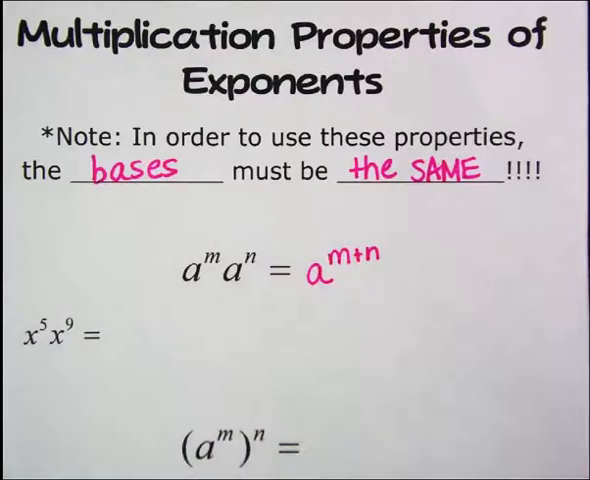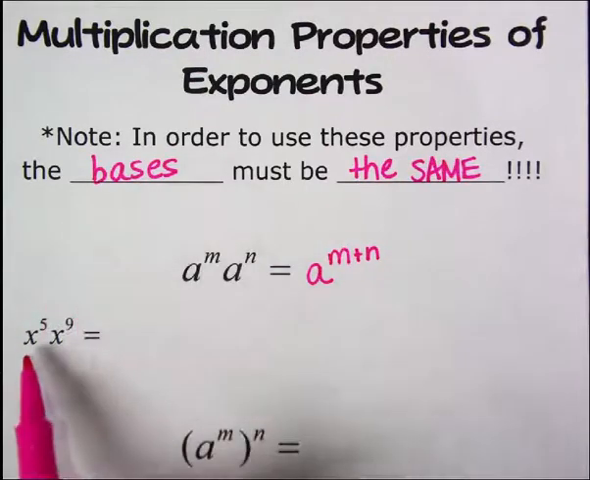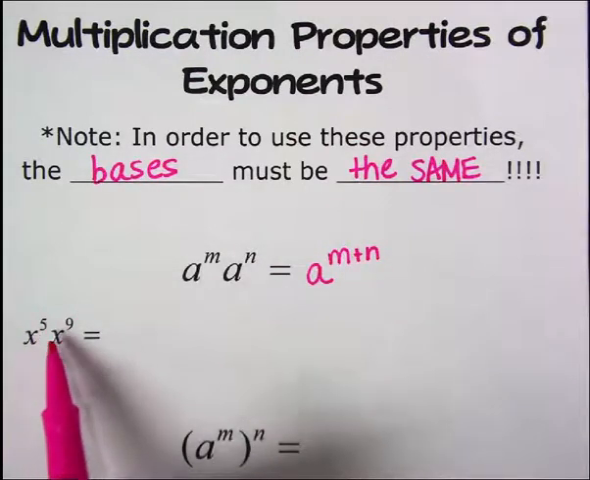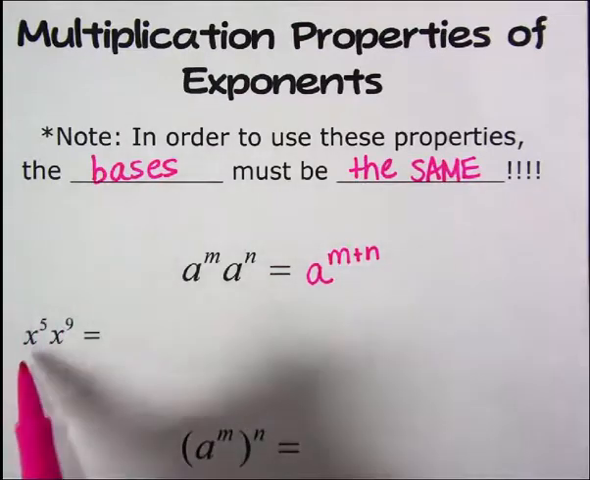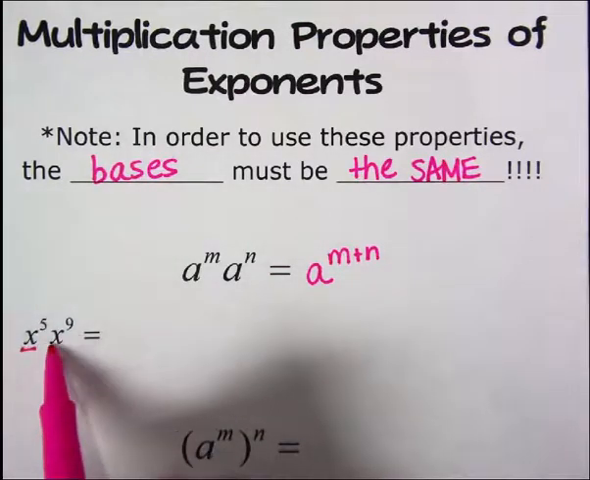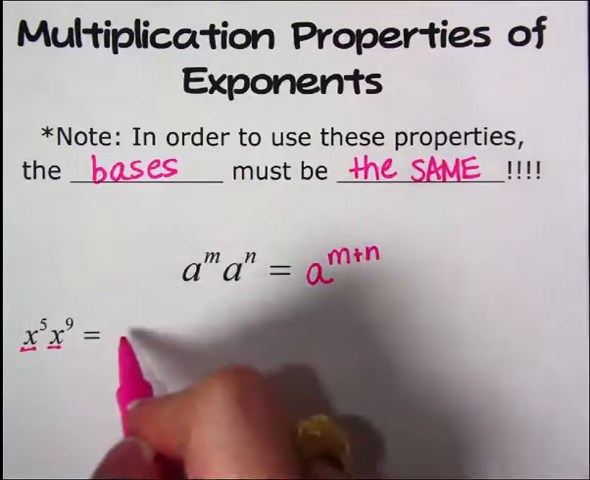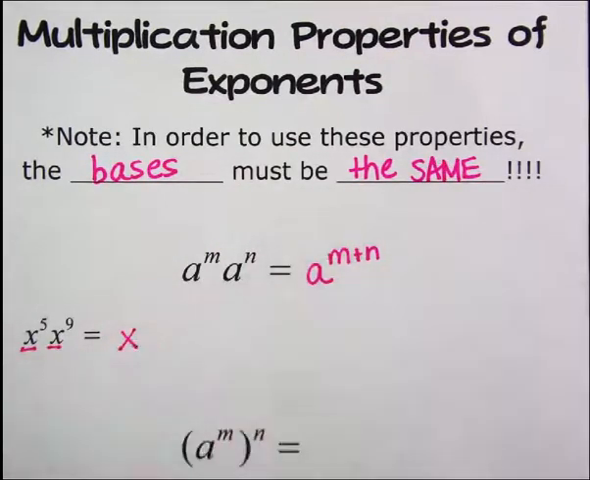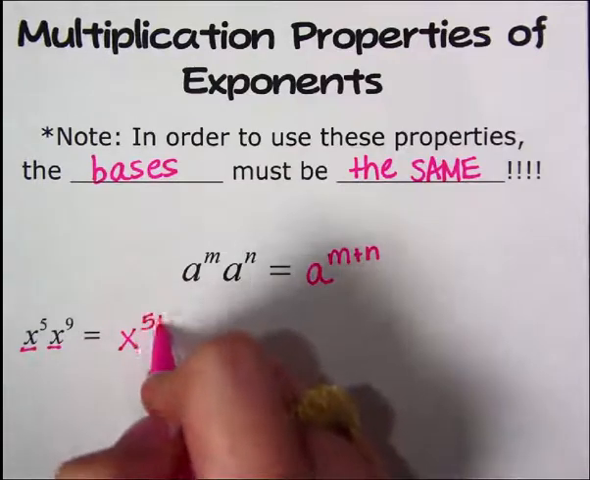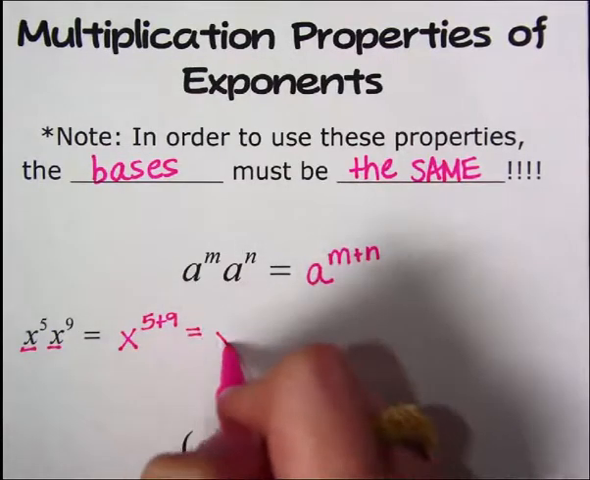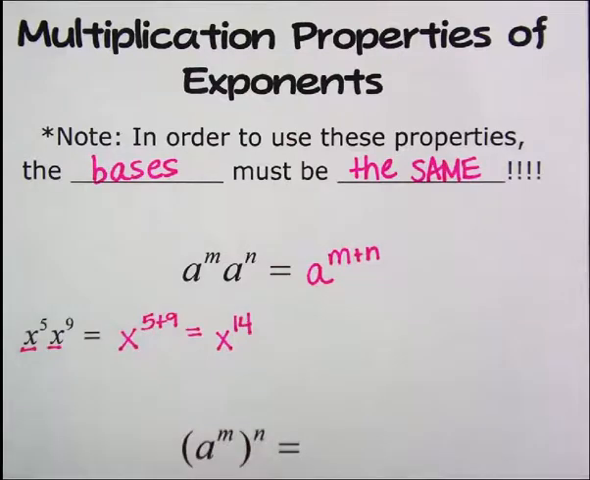So if we look at the example here, I have x to the 5th times x to the 9th. I first check, are my bases the same? Yes, they are both x's, so I can apply this property. All I'm going to do is say x to the 5 plus 9, and that gives me x to the 14th.